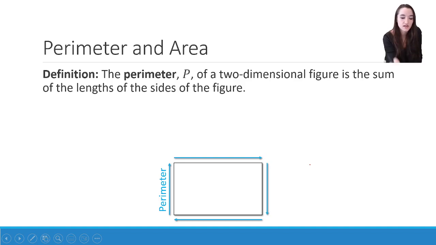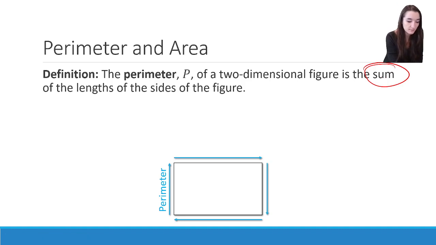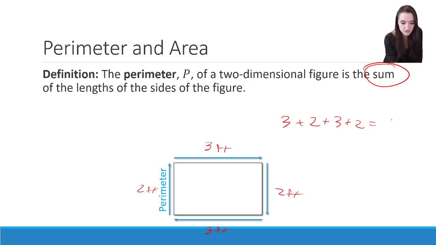Now notice I say sum here. So these lengths are added up, right? So if one side is 3 feet, another side is 2 feet, 3 feet, 2 feet, adding them all together we get 3 plus 2 plus 3 plus 2, which equals 10. But what's our unit? Our unit is feet, because each of these is feet, and I'm adding feet together, right? Feet is what's called a one-dimensional unit.